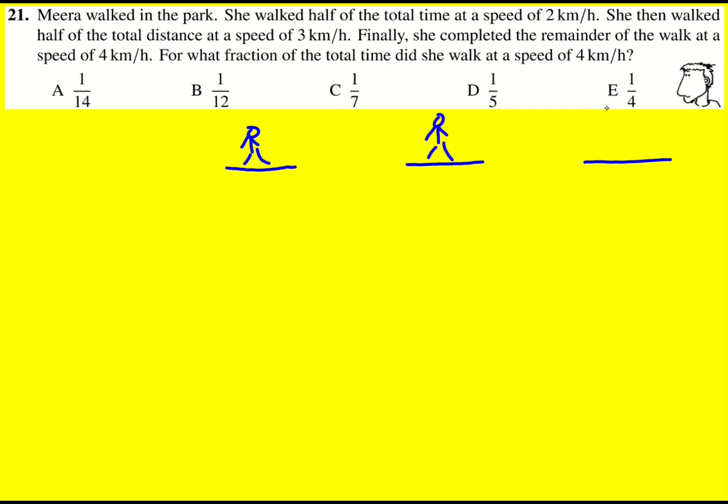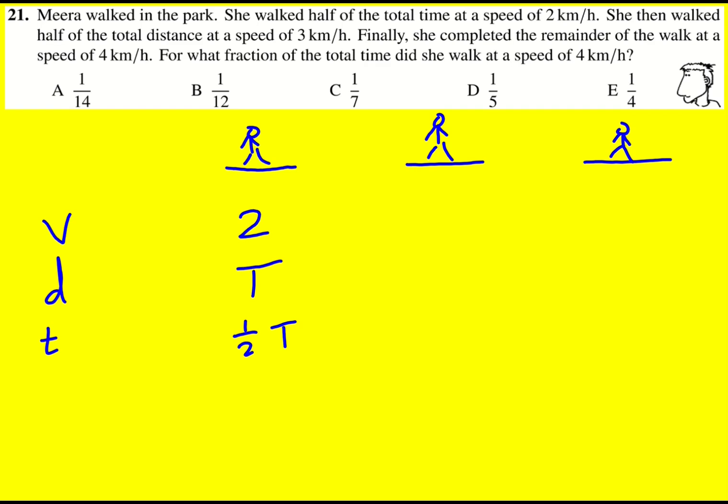Mira walking at different speeds for each one. And I'm going to write down speed, distance, time. So, stage one, she walked half of the total time. Let's say that the total time is capital T, so this is going to be half T. Then speed is 2, and distance is speed times time, so the distance is actually going to equal whatever the value of T is.